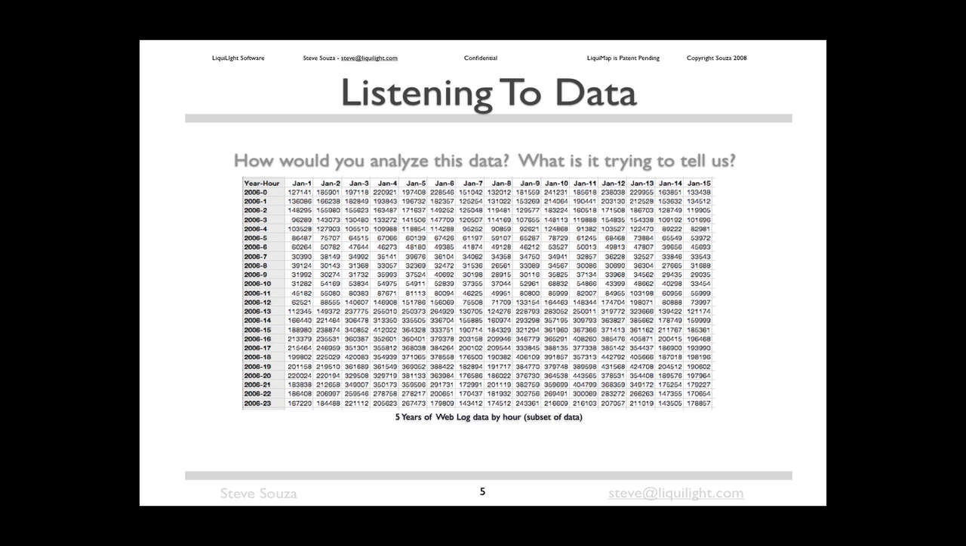Imagine you're an analyst asked to understand the patterns in this data. How would you analyze it? What is it trying to tell us? This spreadsheet contains web hit data from one of my clients, the National Zoo in Washington, D.C. Each row represents one of the 24 hours of the day from midnight to 11 p.m. The columns contain 2 weeks of data. Each column represents a specific day of the month. And finally, each number inside a cell represents the number of hits during that hour of the day.